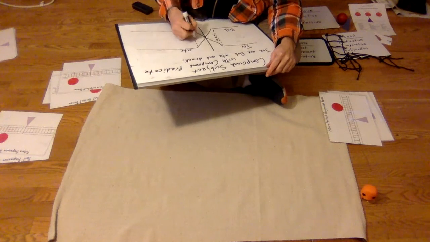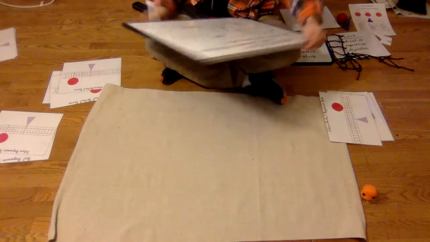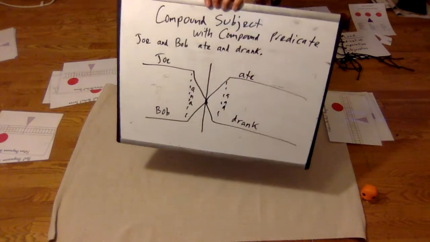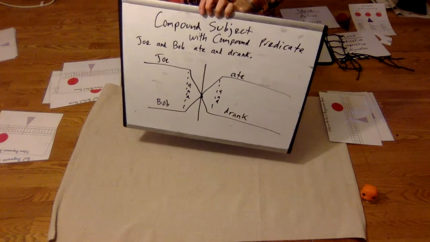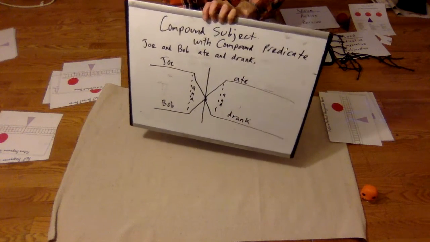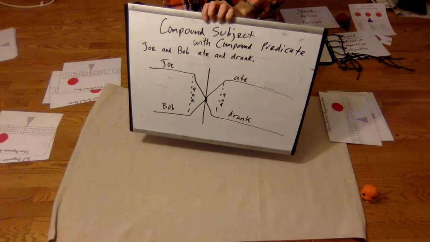Ate and drank. This is what I said at line time the other day. This is like pardon the interruption. So you got to let me know when I'm making mistakes, kids. So Joe and Bob ate and drank. I wish I had some sort of like, hey, I can communicate with you right now, but I don't. So that's okay.